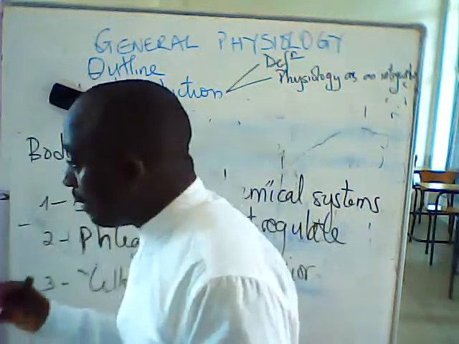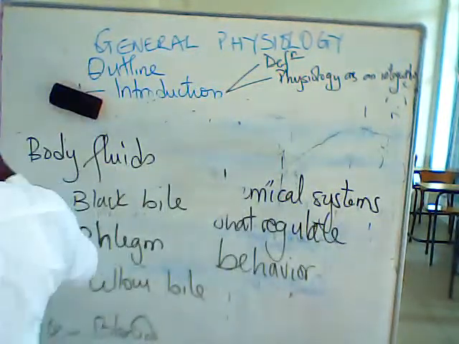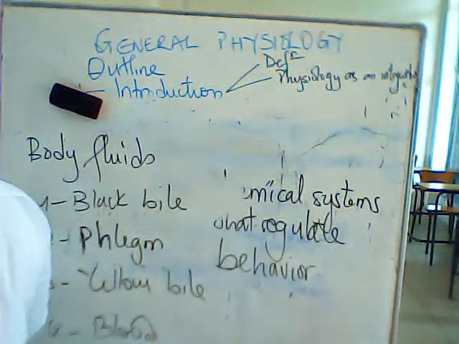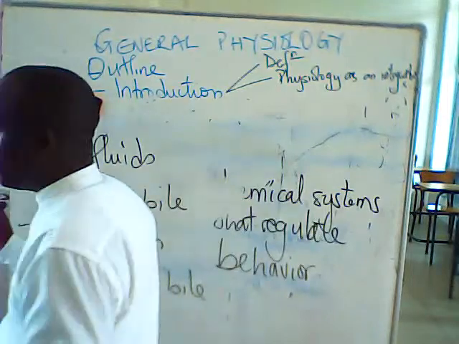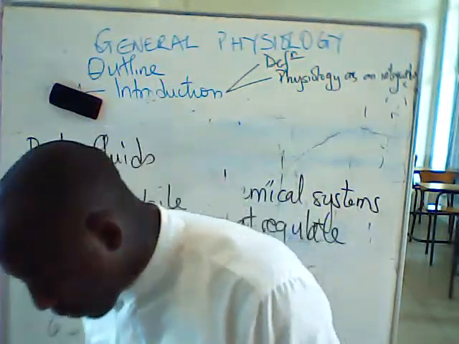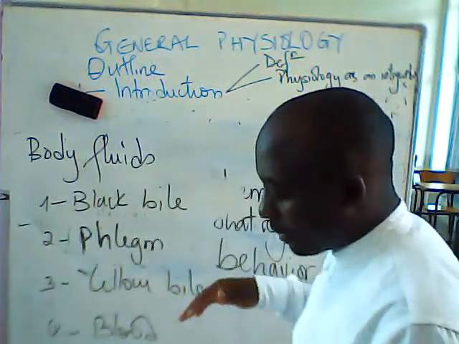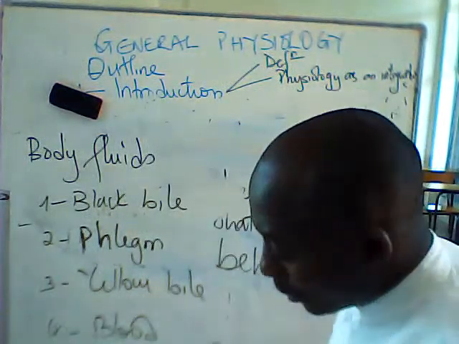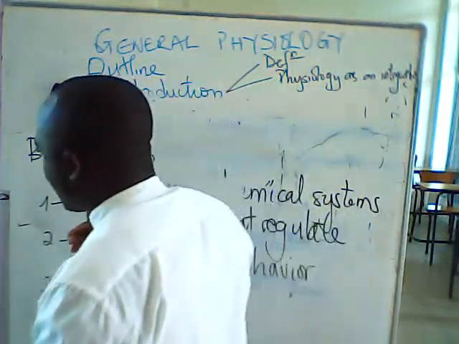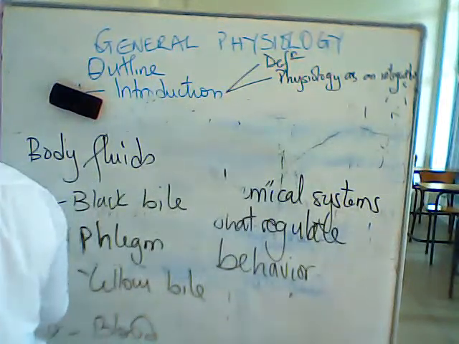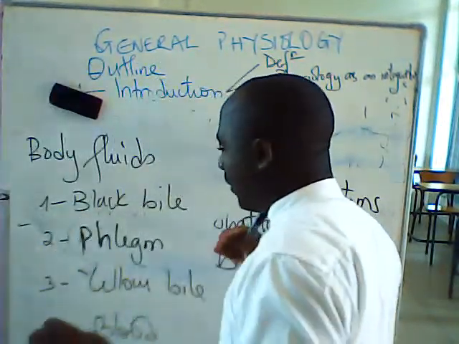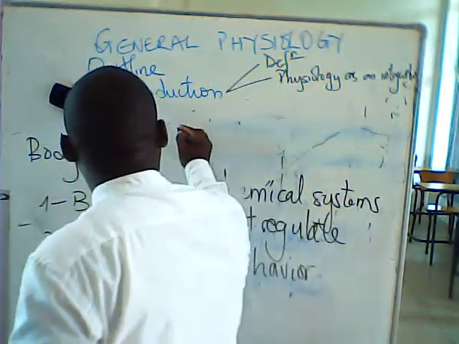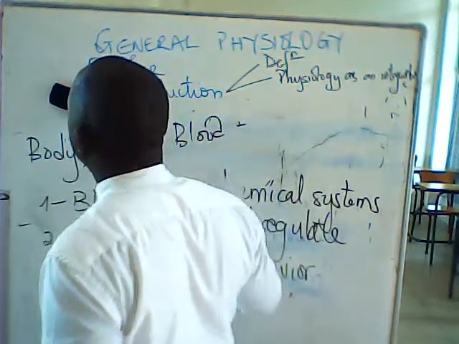And he says any disturbances in their ratio, so there's a balance between the four, any disturbance in their ratio will lead to illness or disease. Okay, so according to this theory, any disturbance in their ratio causes ill health. I mentioned that the humors are chemical systems that regulate behavior.